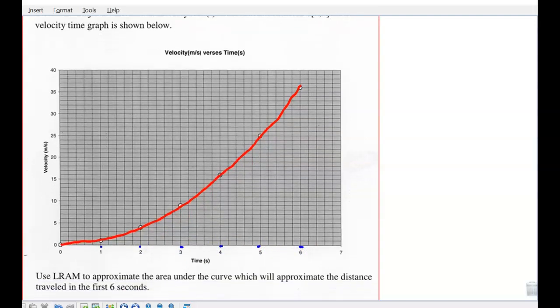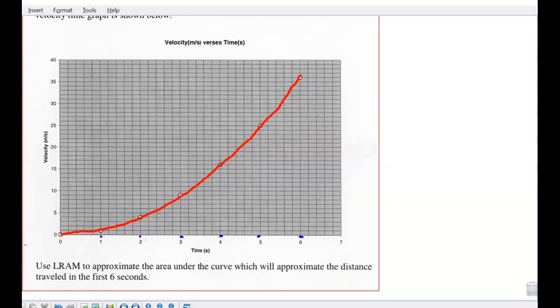And we are asked to calculate the left RAM. So what LRAM means is left RAM. And that means when I take each of my widths of my rectangle, I'm going to use the left edge to calculate the height of the rectangle. So my left edge of my first rectangle is right there. So if I draw my height, it's going to be at 0. From 1 to 2, the left edge is right there. So my height is going to be 1.